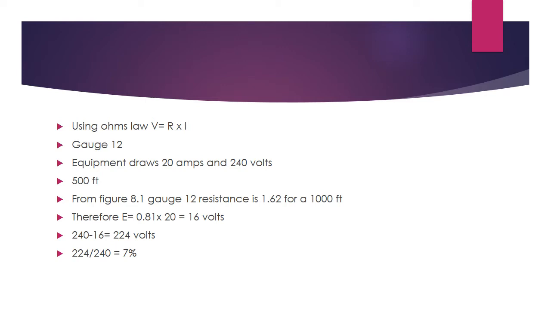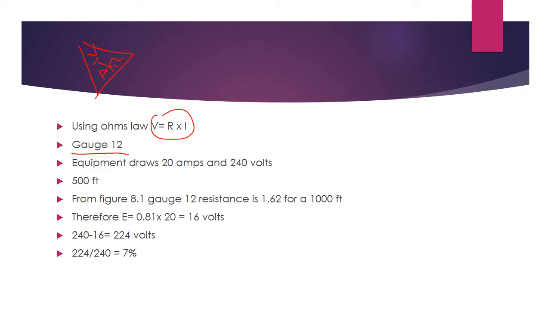If we look closely here, we're going to use Ohm's law. So remember the triangle? That's voltage, amps, and resistance in here. And for this example, we have gauge 12. I would like to know the resistance for that gauge 12.